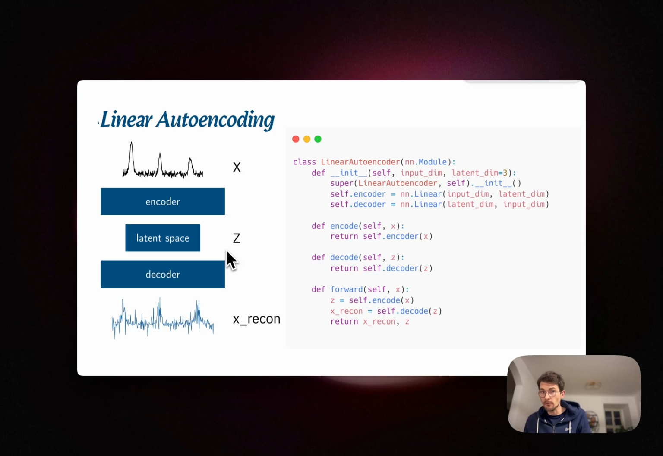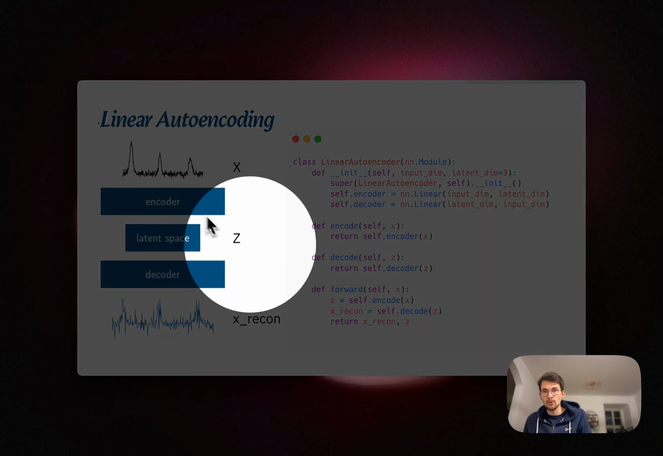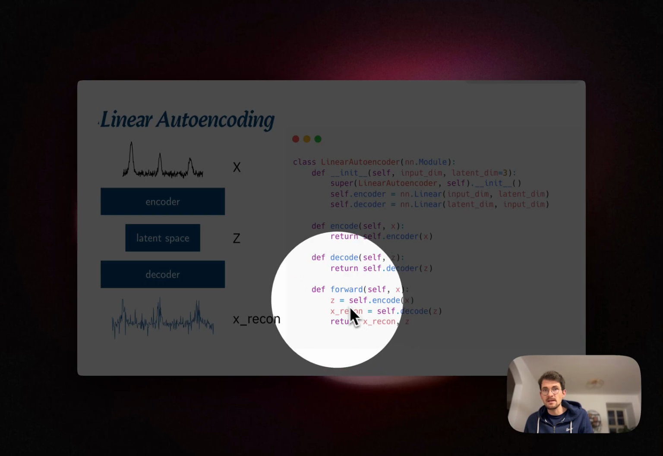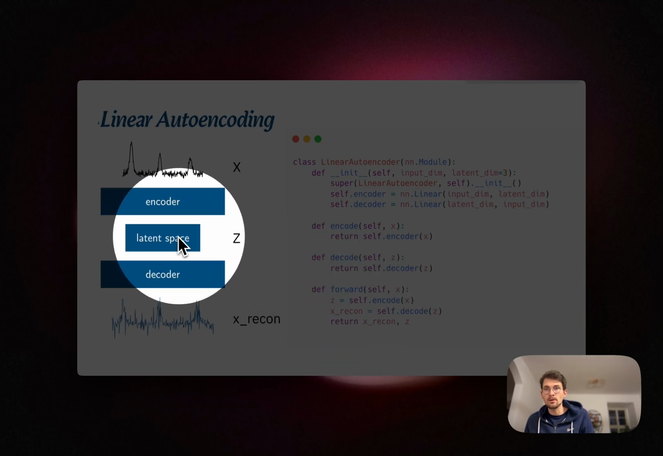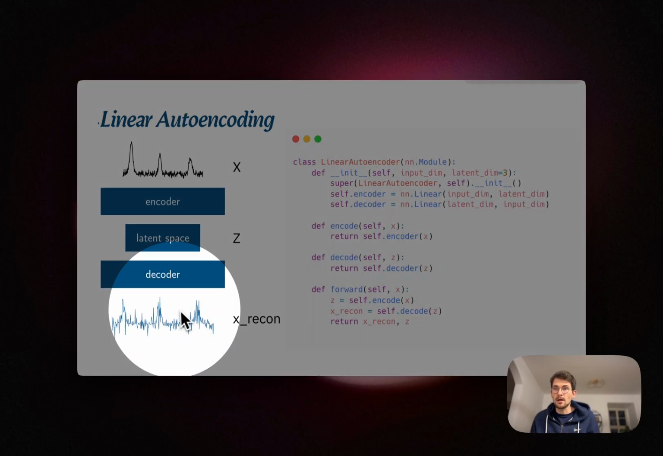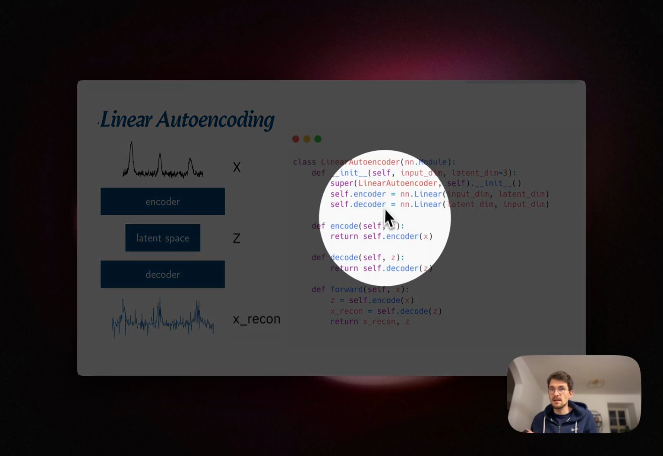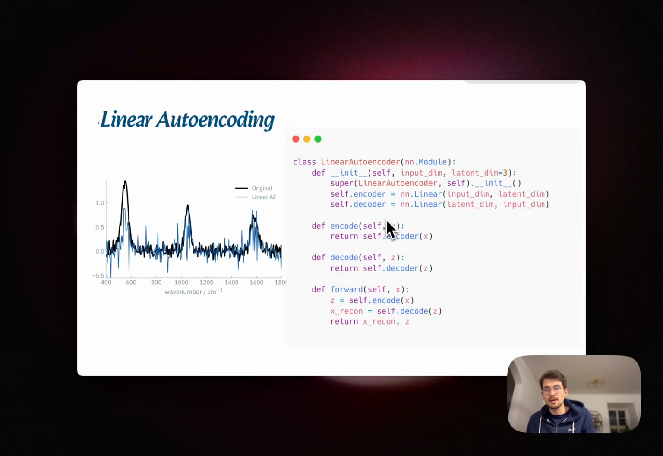This is shown here in a different way. We take our spectrum and pass it through the encoder, so we get the Z through the encoder, then pass it through the decoder, get X reconstructed, and we then minimize the distance between this spectrum here and this output spectrum, and this way optimize our linear layers in this case. And if you try it out, this works decently well.